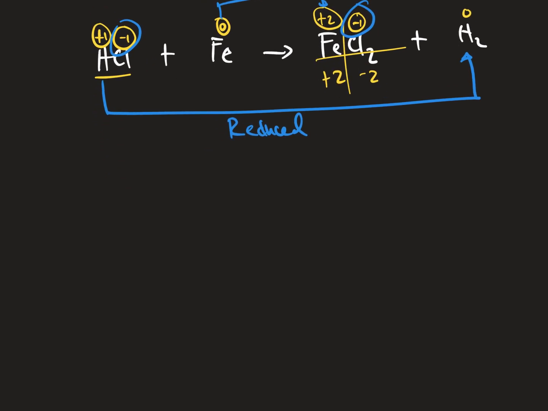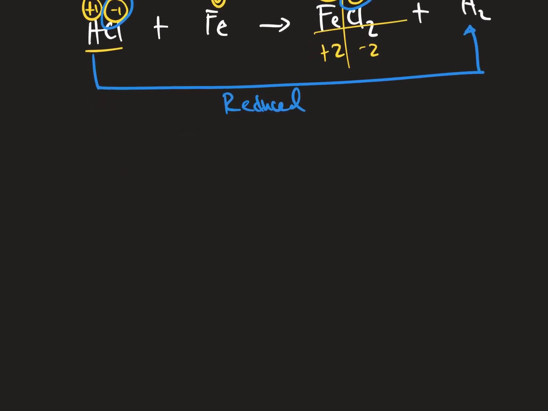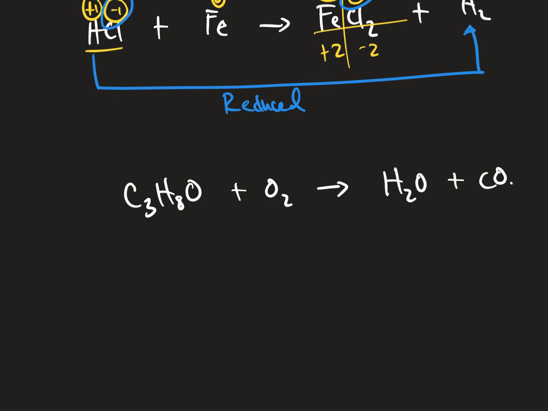I want to do one more that I don't know is on here, but just in case it comes up: C3H8O plus oxygen gives us H2O and carbon dioxide. These ones are probably the ickiest ones, guys. So let's pay attention here, make sure we understand this. If we have any questions, then stop me anytime.